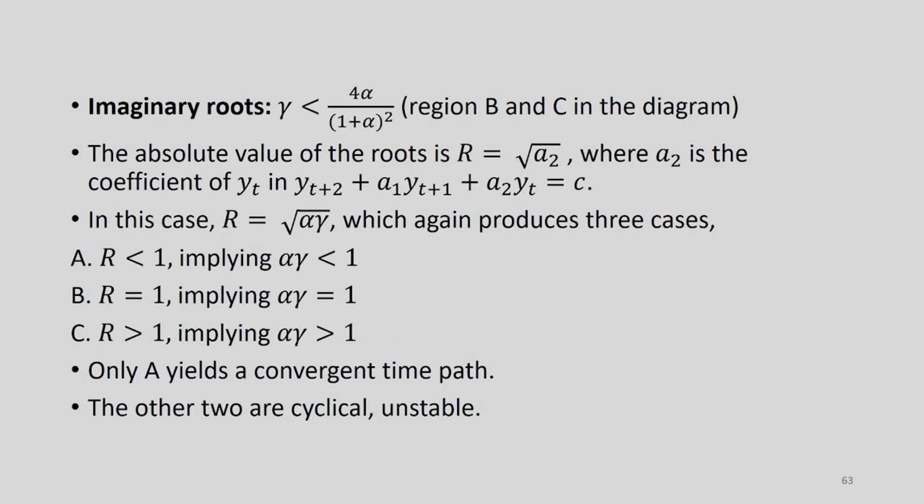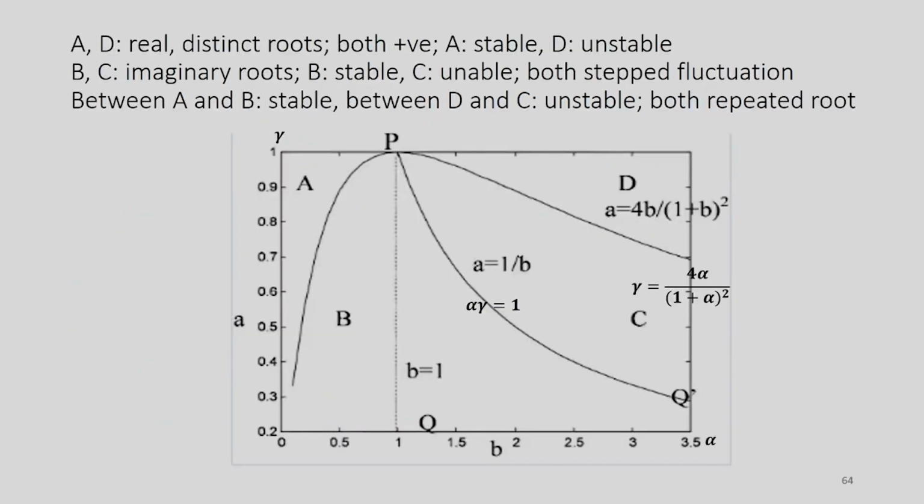Okay. The third case of this: gamma is less than 4 alpha divided by (1 plus alpha) whole square. So, this is the region B and C in the diagram. So, this B and this C, this region, this is the imaginary roots case.